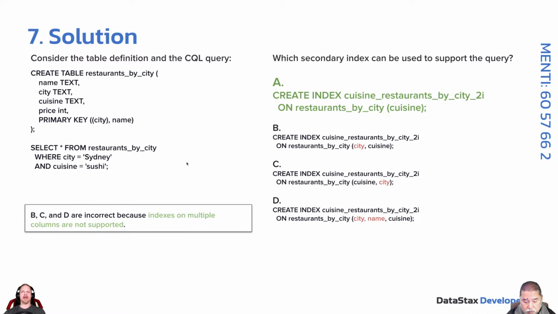So right away, if you know that, then when you take a look at the other answers here, notice city, city, city. I know right off the bat that none of those are correct because they include the partition key. When I create a secondary index, I'm creating an index only on the column that I'm looking to query against, and in this case, it's cuisine. So the answer is in fact cuisine, and that's why we have A there.